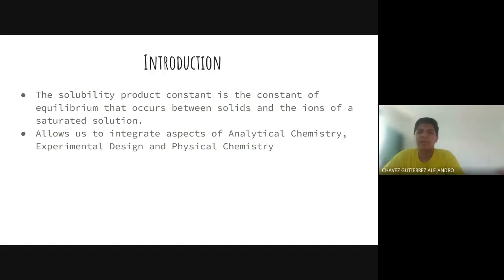And so, the solubility product constant is important in all types of processes that imply a change of state, which allows us to determine what conditions have certain effects on certain matters. This experiment allows us to integrate aspects of analytical chemistry, experimental design, and physical chemistry, and the theme of the investigation was based on the determination of the solubility constant by means of experimental and theoretical data. This was done using physics formulas to obtain the enthalpy and entropy.